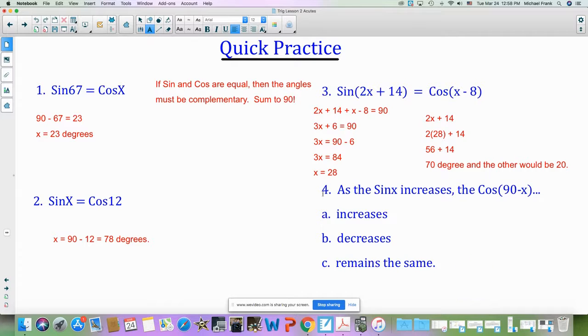Now, this last question is similar to a Regents question that you've already looked at. It asks, as the sine of x increases, the cosine of 90 minus x. Well, here the most important thing to remember is that if you have an angle and you're looking for its complement, you're going to take that angle and subtract it from 90. So if you have one angle that is x degrees, the complement will always be 90 minus x degrees. Therefore, this sine and this cosine have complementary angles, and therefore they'll always be the same. So as one increases, the other will also do the same because they are the same.